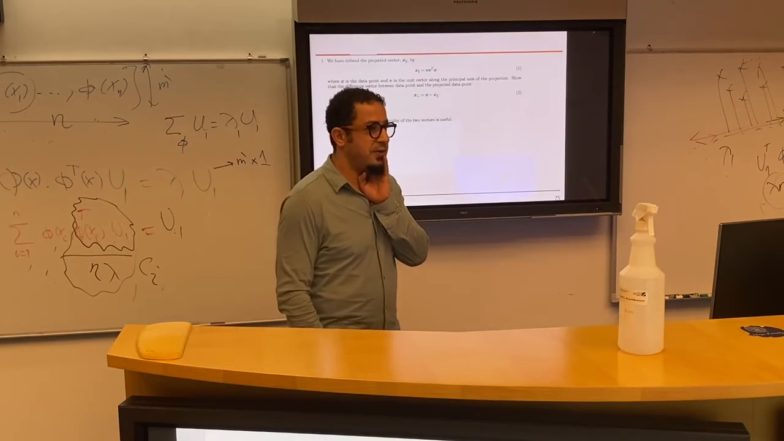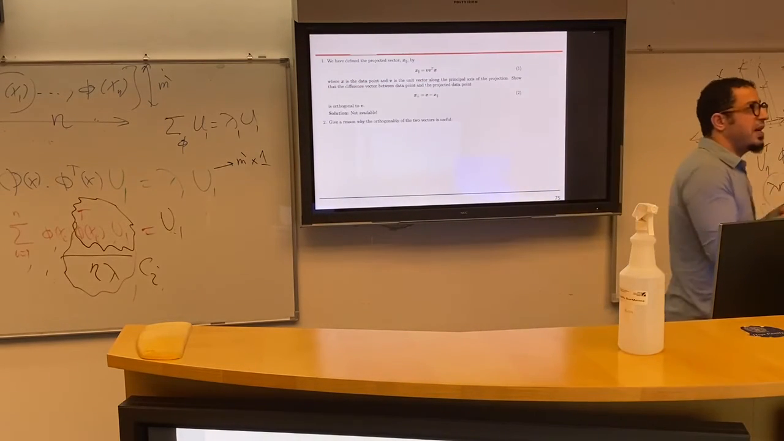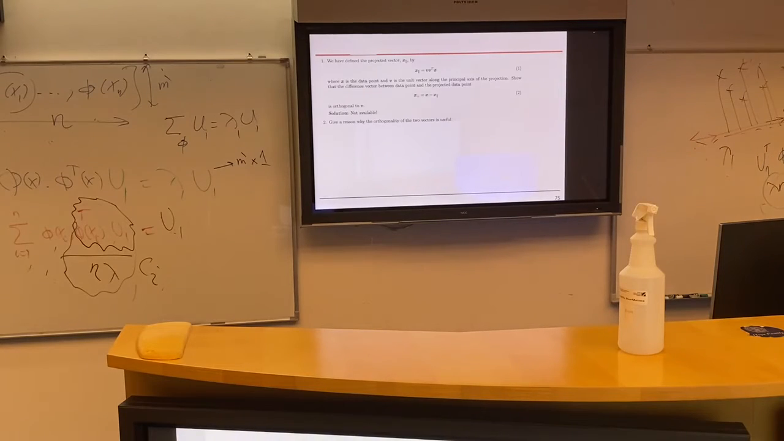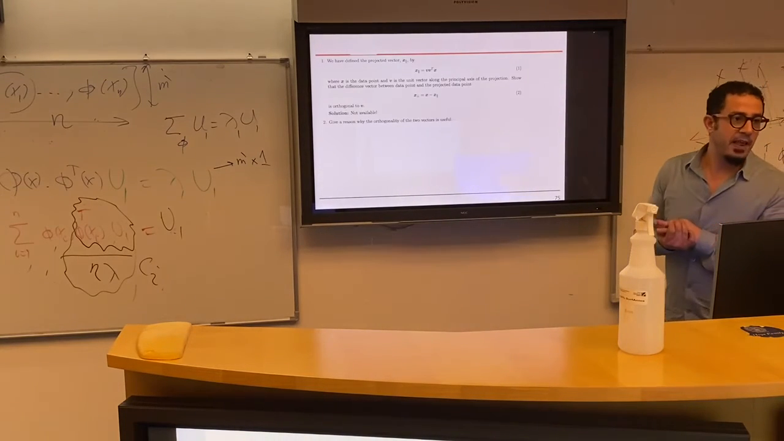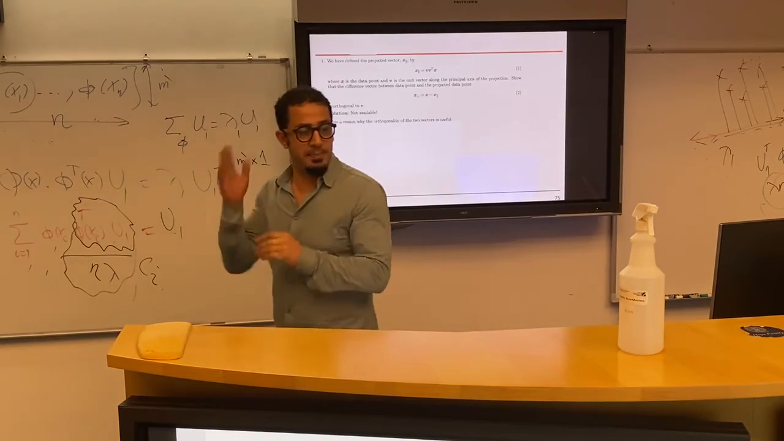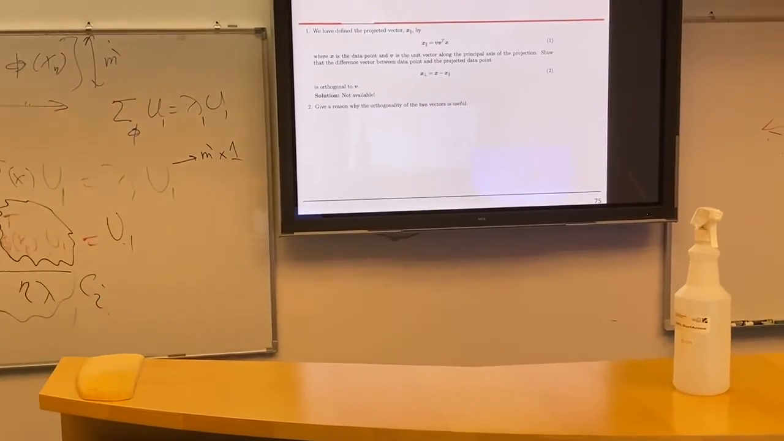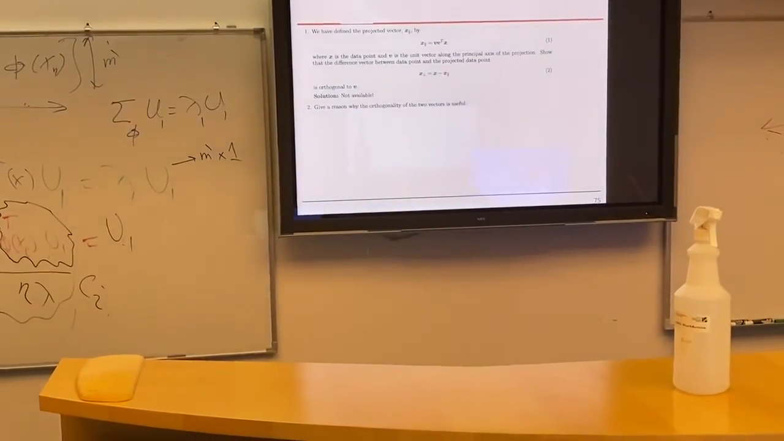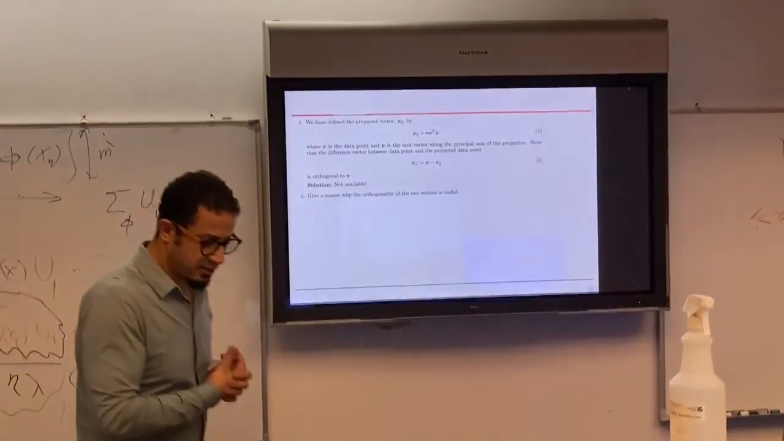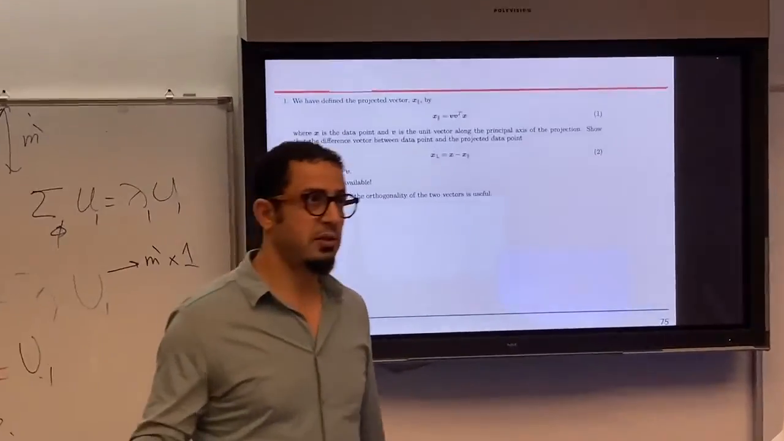Let's do this one, please. I give you this one, try to solve it. So now I give you two questions about PCA and kernel PCA. We have defined a projected vector x parallel by this one, v times v transpose times x. First of all, do you think the formula is correct? I didn't ask to prove it, but do you think it's correct or not?